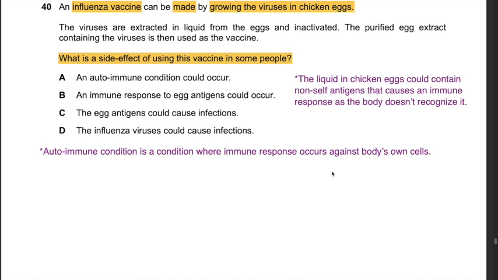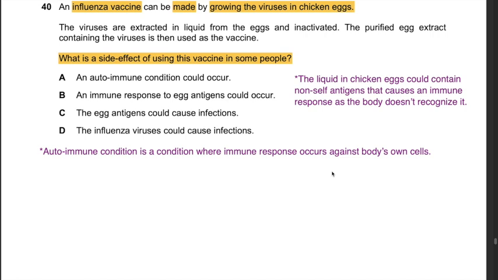Question 40. An influenza vaccine can be made by growing the viruses in chicken eggs. The viruses are extracted in liquid from the eggs and inactivated. The purified egg extract containing the viruses is then used as a vaccine. What is the side effect of using this vaccine in some people? The liquid in chicken eggs could contain non-self antigens that cause an immune response, as the body doesn't recognize non-self antigens. As we discussed in the previous question, non-self antigens lead to an immune response.